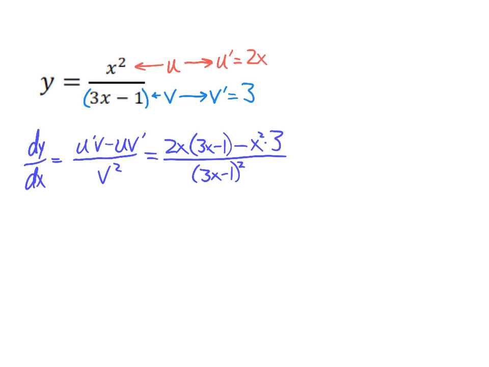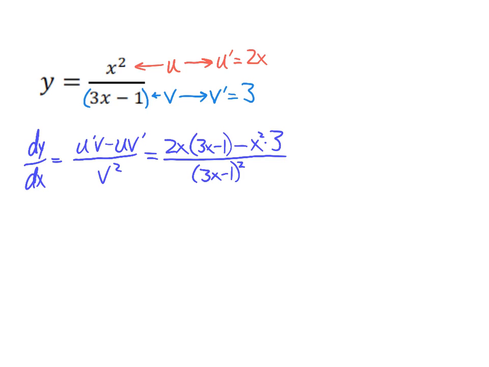Now someone tell me, why can I not cancel out the 3x minus 1s? Yeah, we have a minus x squared times 3. That's a really common, silly mistake people make a lot on these, unfortunately. Please don't do that.